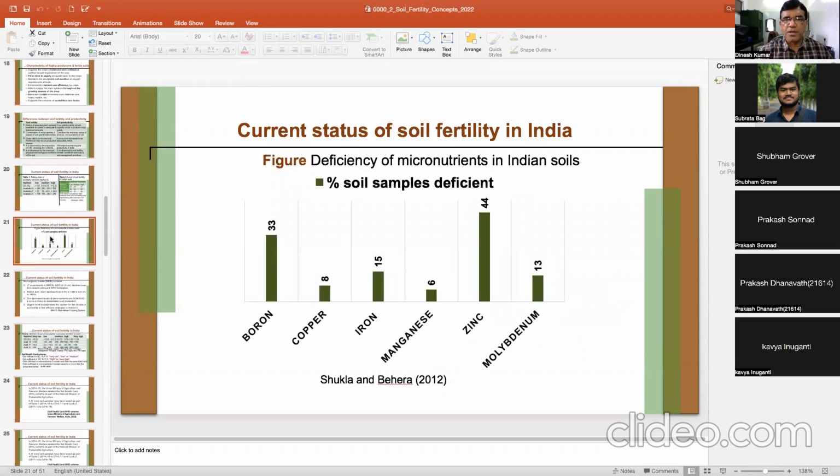Now you see deficiency of micronutrients in Indian soil, as percentage of soil samples deficient. It was reported by Shukla and Behera. Boron was deficient in 33% of soil samples, copper in 8%, iron 15%, manganese 6%, zinc 44%, and molybdenum 13%. So primarily zinc and boron were more deficient compared to other micronutrients. We have now seen the status of macronutrients or primary nutrients and micronutrients.